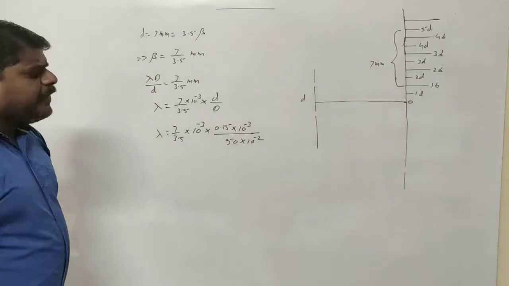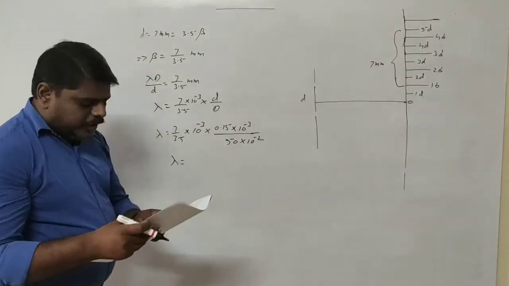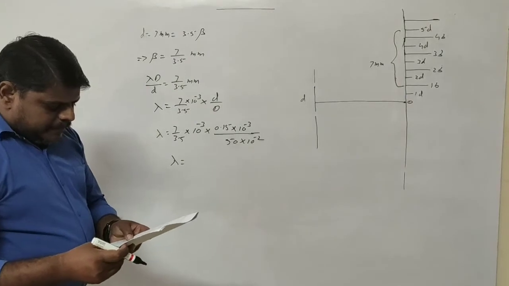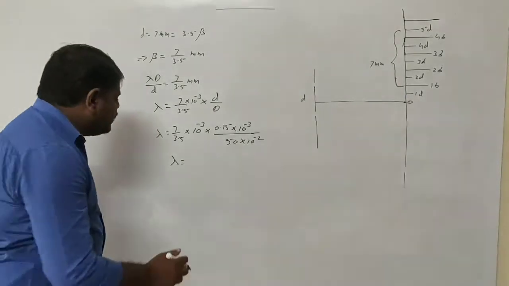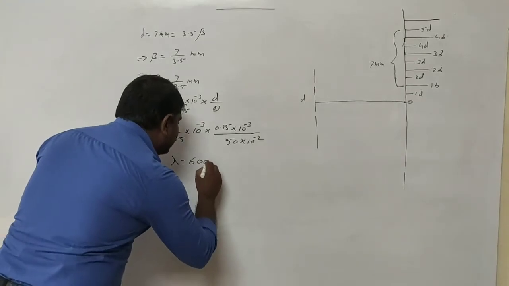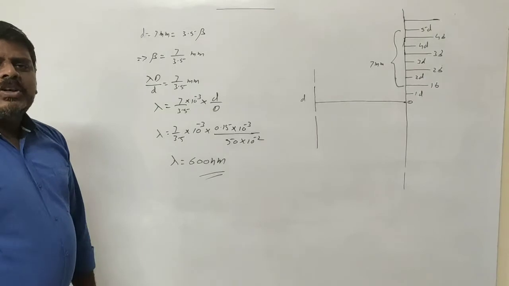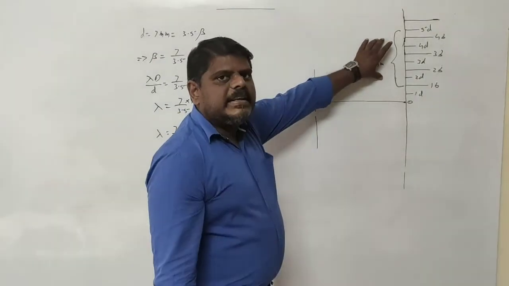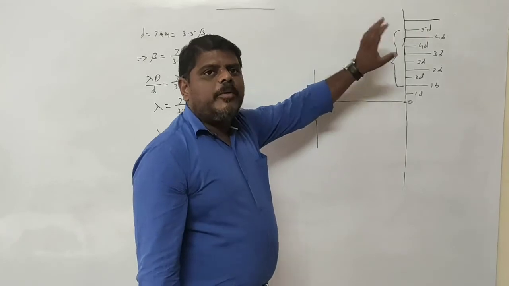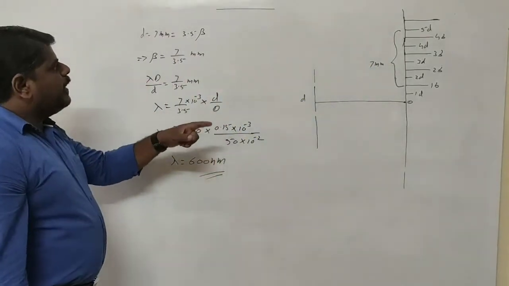If you simplify all these values, the wavelength lambda is equal to 600 nanometers. So you get the answer as 600 nanometers. This is the final answer here. The main important step is to find the total distance. Whatever total distance is given, you have to find how many fringes are obtained in that distance.